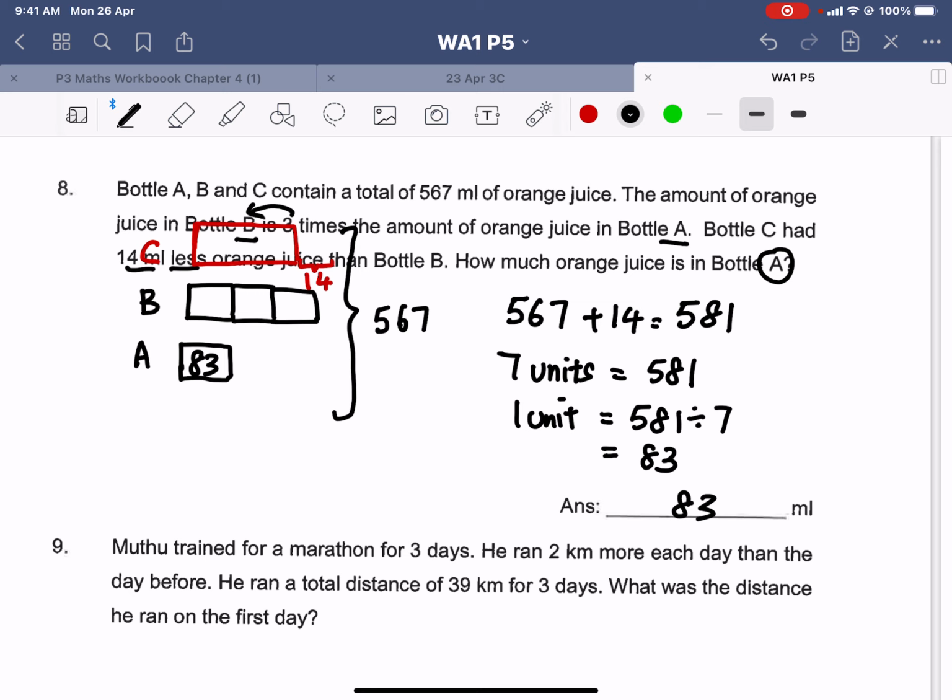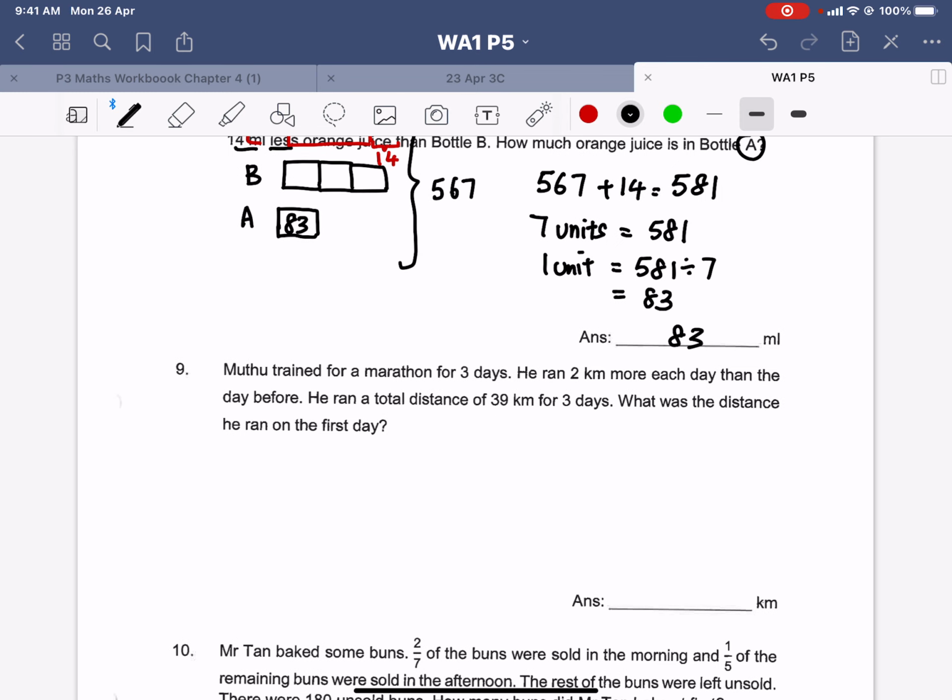Okay, question number 9. This is a person who tries to train for a marathon for 3 days. Day 1, day 2, day 3. So he ran 2 kilometers more each day. So let's say you run only 1 box on day 1, which will mean that in day 2, you will be running another 2 more kilometers, right?